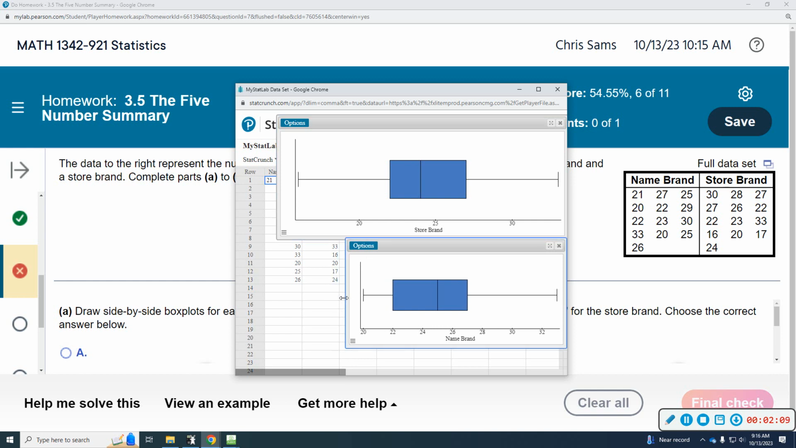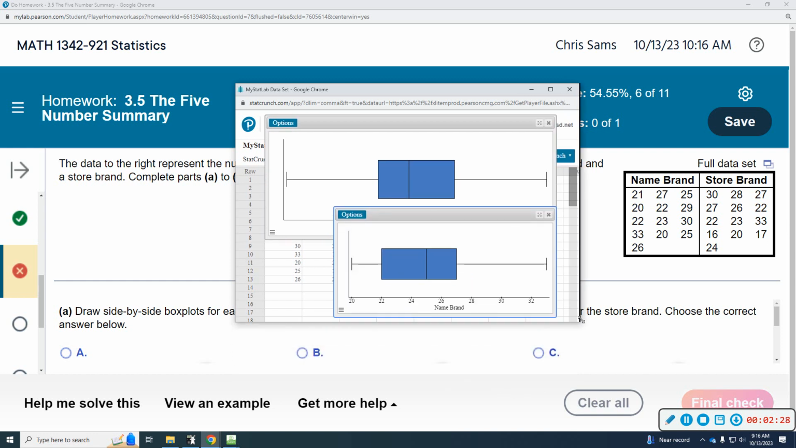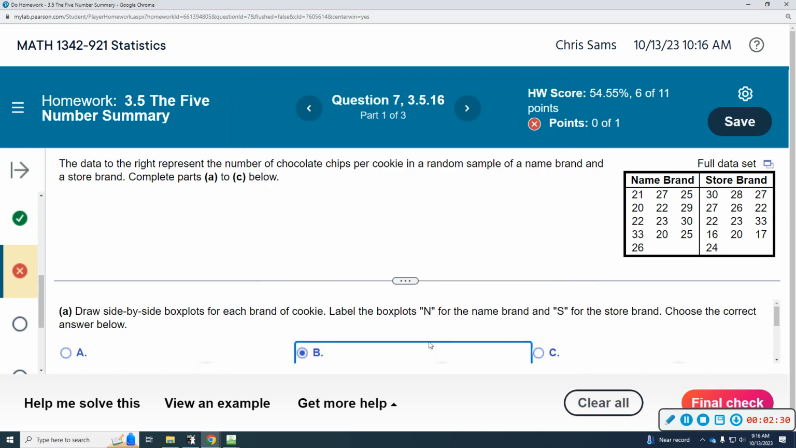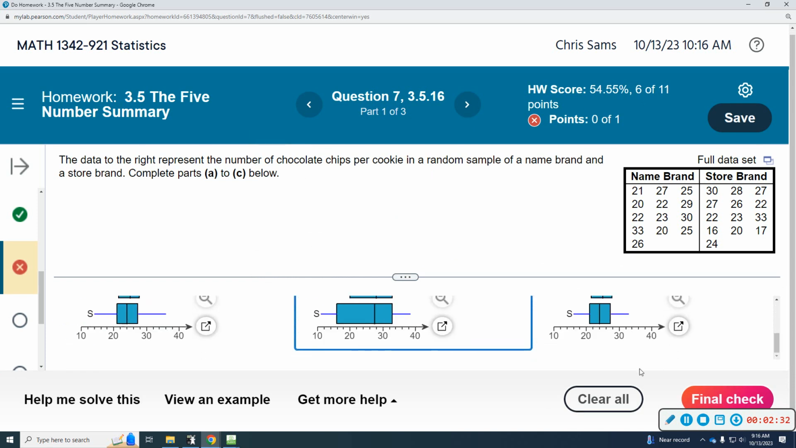This is about 20. So this one has more variance actually. It goes to a lower limit of 16 and all the way to 33. This one has a lower limit of 20. So there's a lot more spread here. But here's the information that we want. And so let's try to answer these questions.